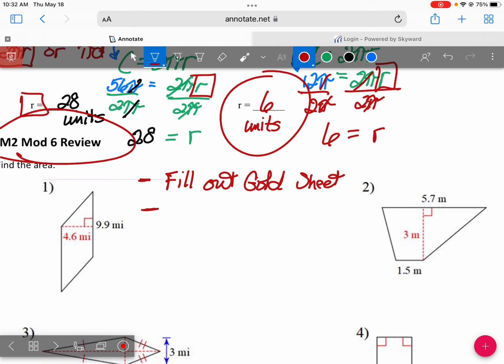Second, start looking at these problems for Module 6. This is on volume and surface area. As I recall, this was not a great test for everyone. However, you will have all the formulas. The formulas are already on that gold sheet, but you have to know how to use them.